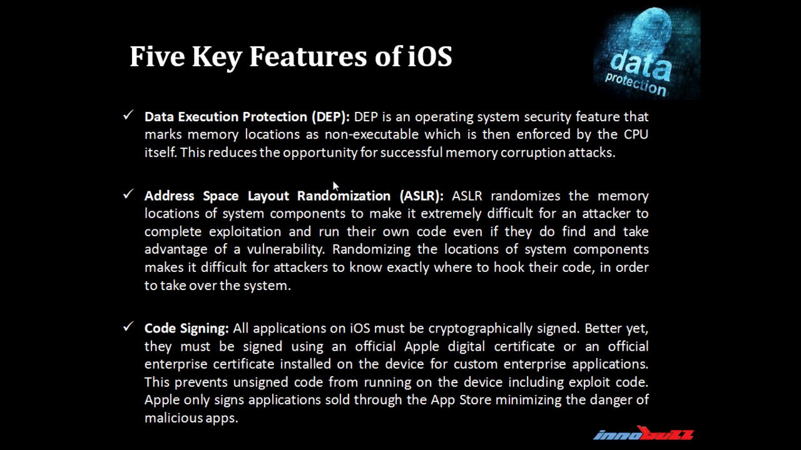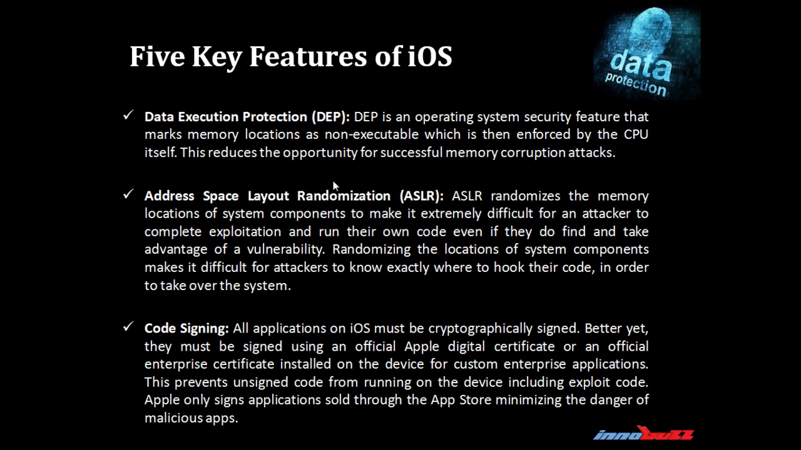There are five key features of iOS when it comes to security, namely data execution prevention, address space layout randomization, code signing, sandboxing, and the App Store. Let us discuss these features one by one. Data execution prevention or DEP is an operating system security feature that marks memory locations as non-executable, which is then enforced by the CPU itself. This reduces the opportunity for successful memory corruption attacks.